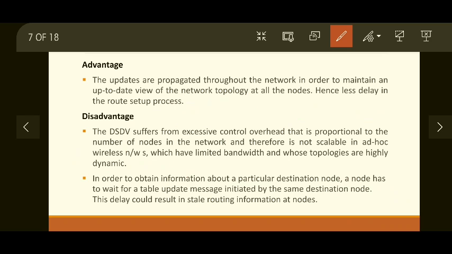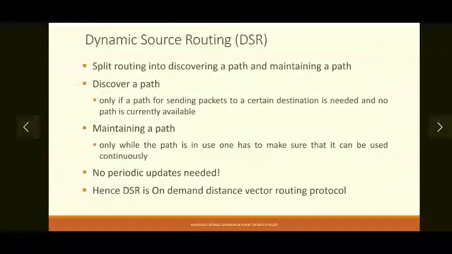So how can we overcome these drawbacks, and how can we keep these advantages as they are? That is the next point of research, and that's why we will now see the next protocol, that is dynamic source routing.